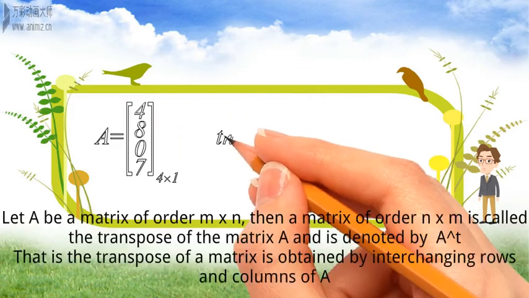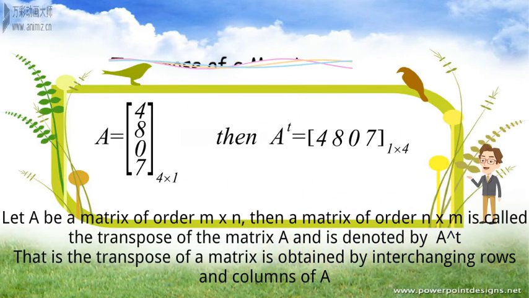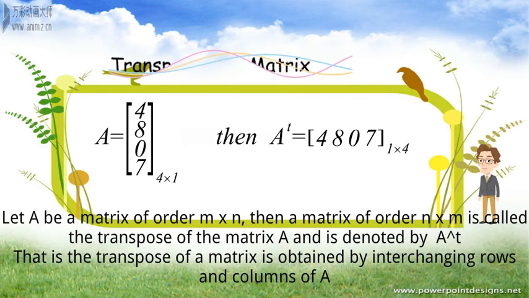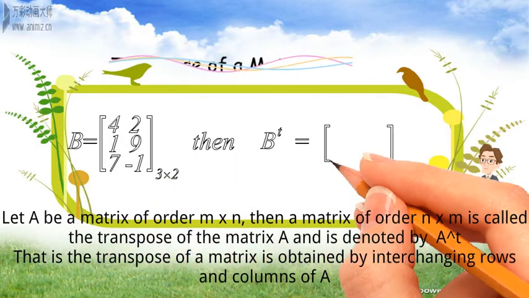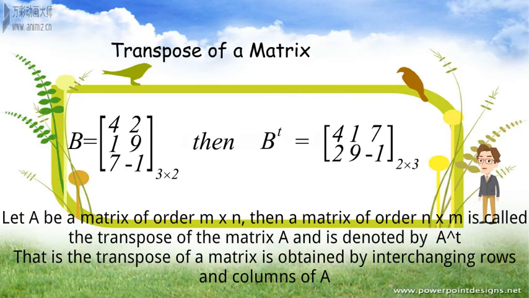Let A be a matrix of order m by n, then a matrix of order n by m is called the transpose of the matrix A and is denoted by A^T. That is, the transpose of a matrix is obtained by interchanging rows and columns of A.